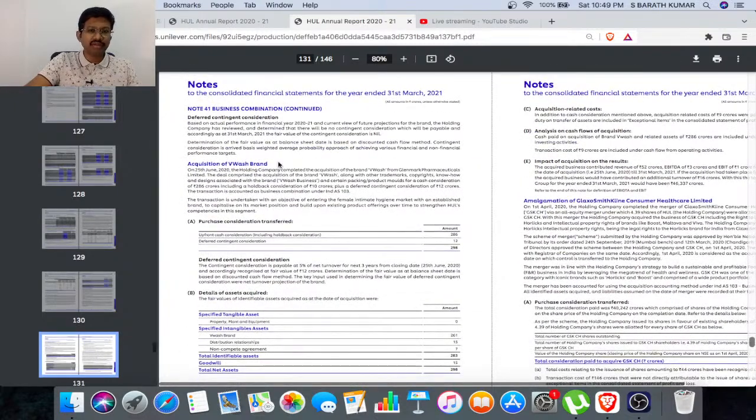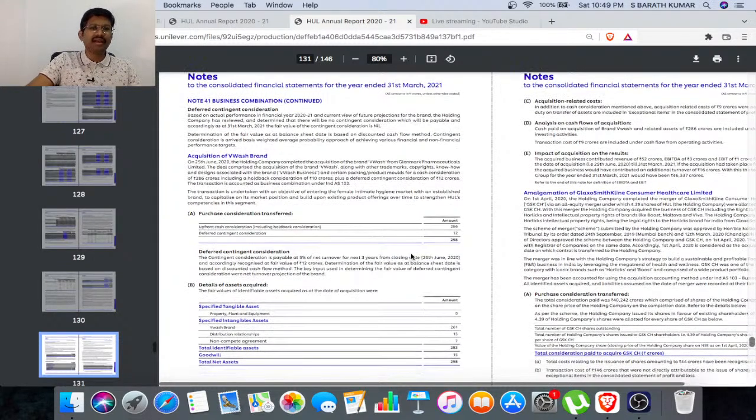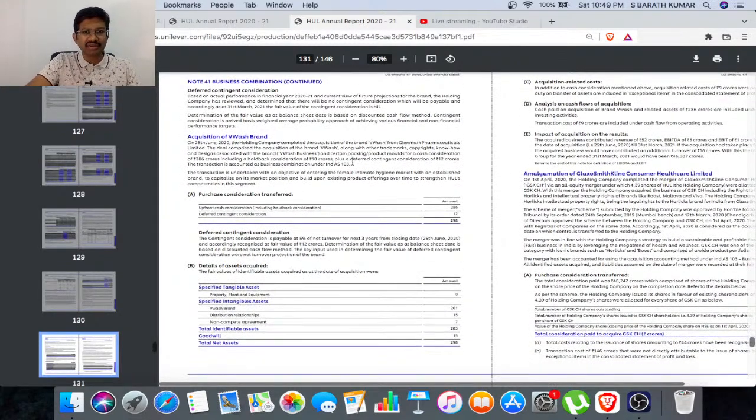Now if we go down further, they have acquired another brand called VWash. It's actually a personal hygiene product. It has become a little bit popular. Again, that is not a major acquisition. It is coming to close to around 300 crores or so. So again, that also doesn't answer any of the questions. That is the highly inflated figure.